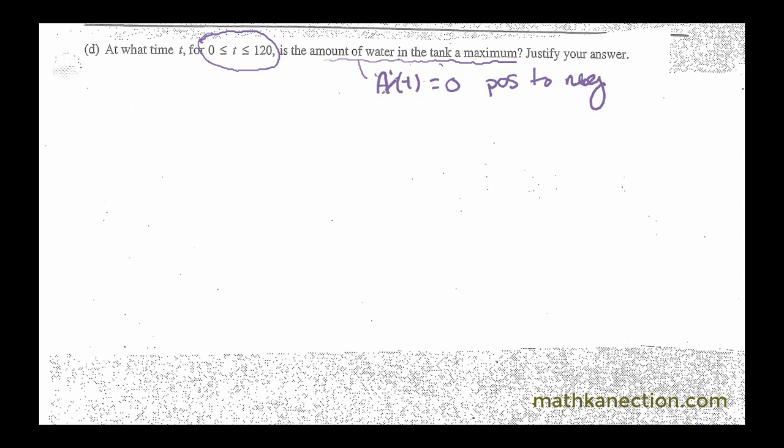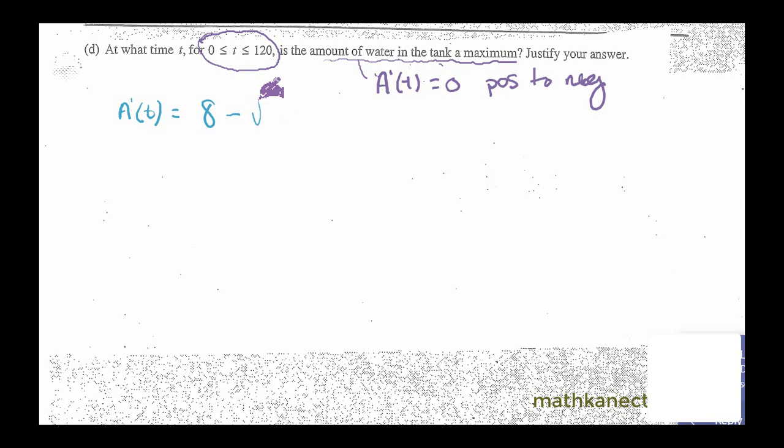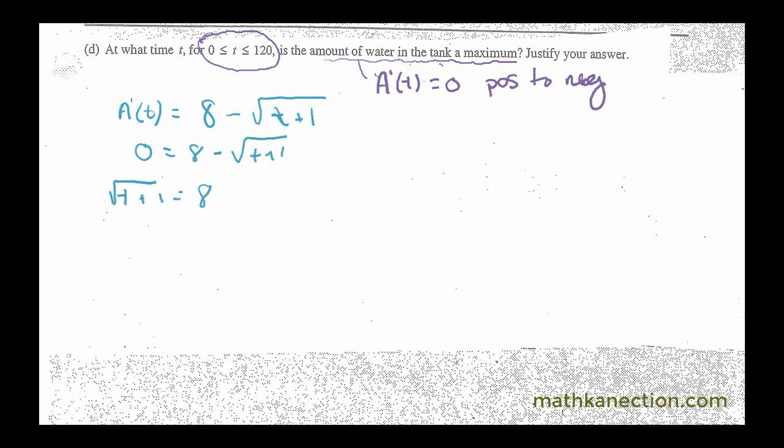All right, in part D, we're going to take the derivative of that A of t equation that we just made back in part C. So the derivative of A of t, derivative of the 30 is going to be 0. Derivative of that integral is just going to be 8, following the fundamental theorem of calculus. And then deriving the integral would make the square root of t plus 1. So we'll go ahead and set this derivative equal to 0 to get the critical number. We've got the square root of t plus 1 is equal to 8. Squaring both sides, we'll get t plus 1 is equal to 64, and then t is equal to 63.